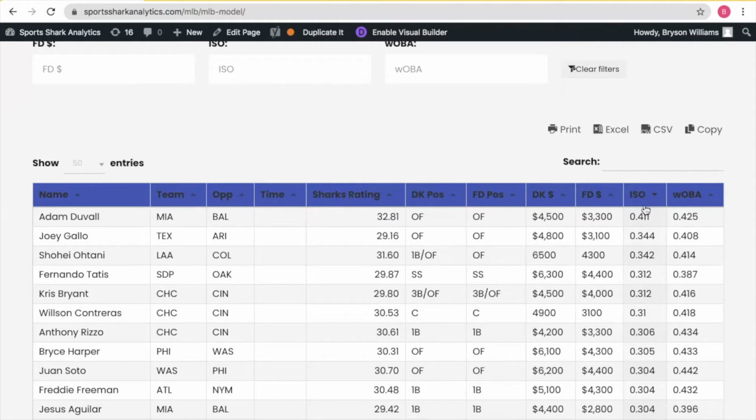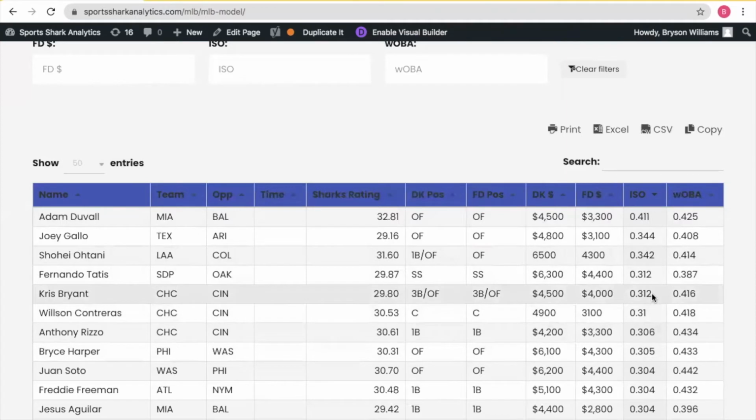So Duvall led the way for ISO, individual ISO for the outfield. Well, actually the whole slate, actually. Duvall had the highest ISO. Next, it was Gallo, Ohtani, Tatis, Chris Bryant, Contreras, and Rizzo.